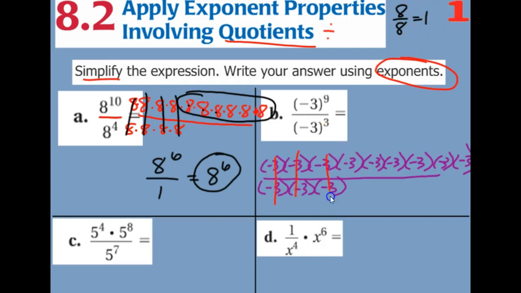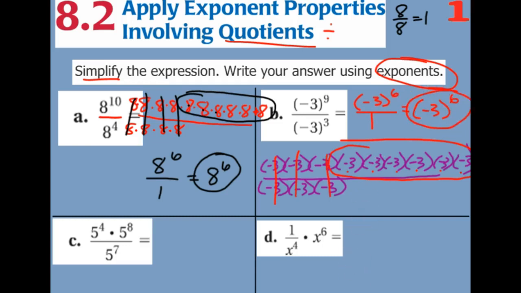So 3 over 3, just like 8 over 8, makes 1. So we have 1 times 1 times 1. So how many negative 3's do we have left? Well, we have 1, 2, 3, 4, 5, 6 negative 3's in the numerator. It's just 1 times 1 times 1. You could put it over 1, but this is the same as negative 3 to the power of 6.